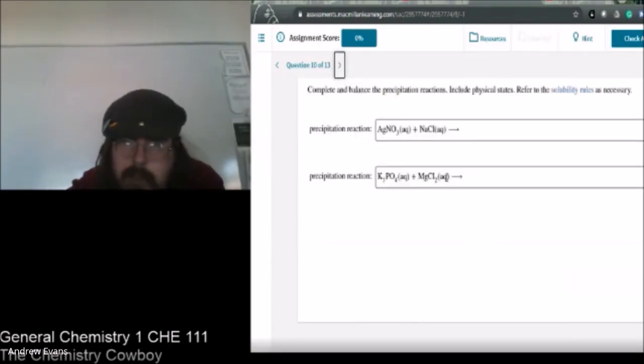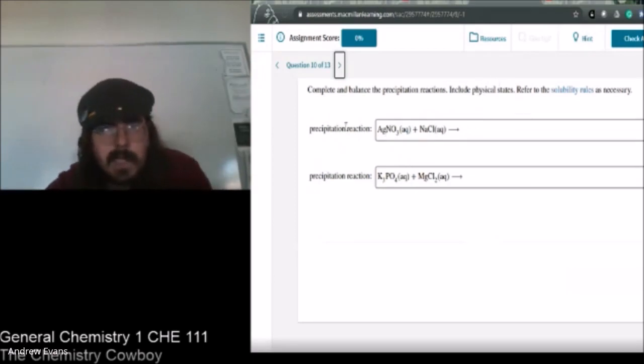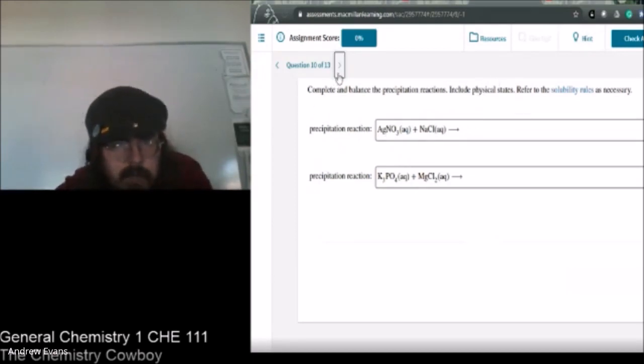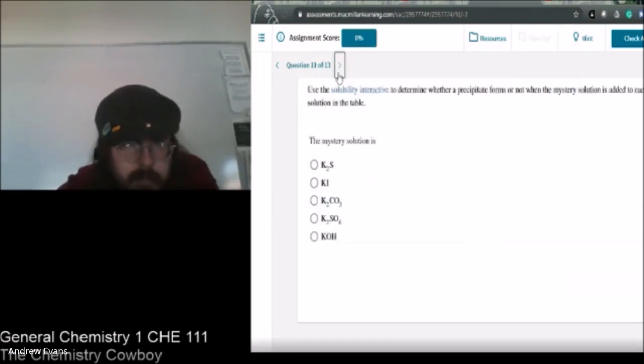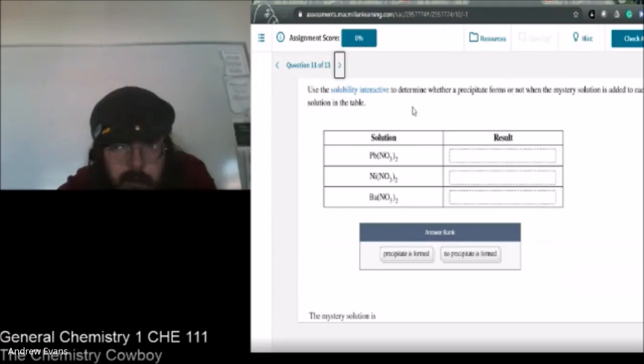Looking at solubility rules, complete and balance the reaction. You need to double displace these and then determine, is a solid going to form? If a solid forms, make sure you put in your states of matter. That's why you have to include your physical states. This one is just write the full reaction. Number 11 is predicting whether a precipitate would form.